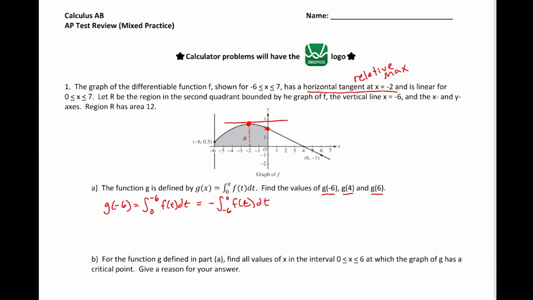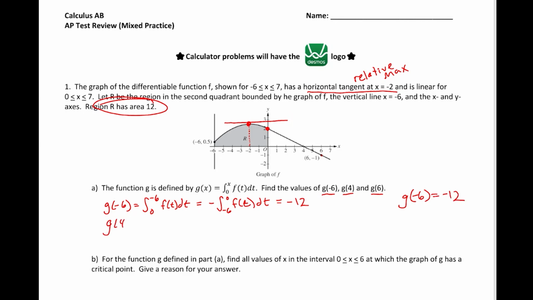So let's find the area underneath the curve from -6 to 0. That area is given. Region R has area 12. So this is just going to equal -12. The reason why it's negative is because we had to swap the sign there and change the bounds. So yeah, just to be very clear here, g(-6) is -12.